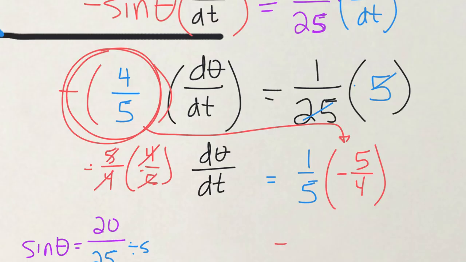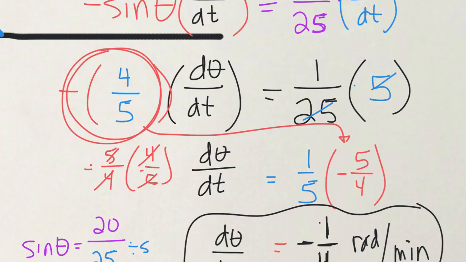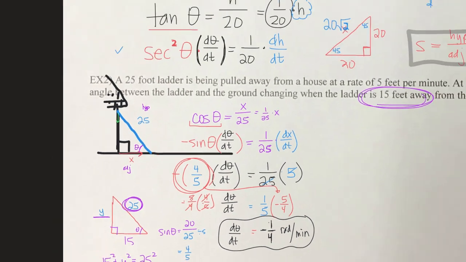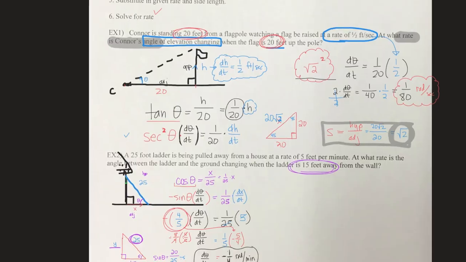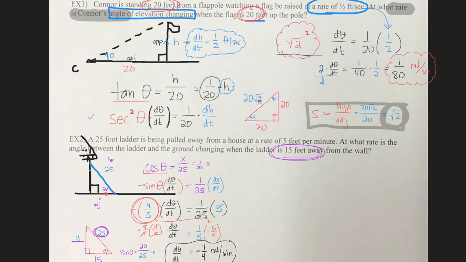So when I simplify, 1/5 times negative 5/4, my answer is negative 1/4, and my units are radians per minute. I always have a radian as my angle unit, and then my time was minutes. So anytime, every time you're asked to find the rate of change of an angle, you're going to set up a trig problem and take the derivative of your trig ratio. Okay, very good job.